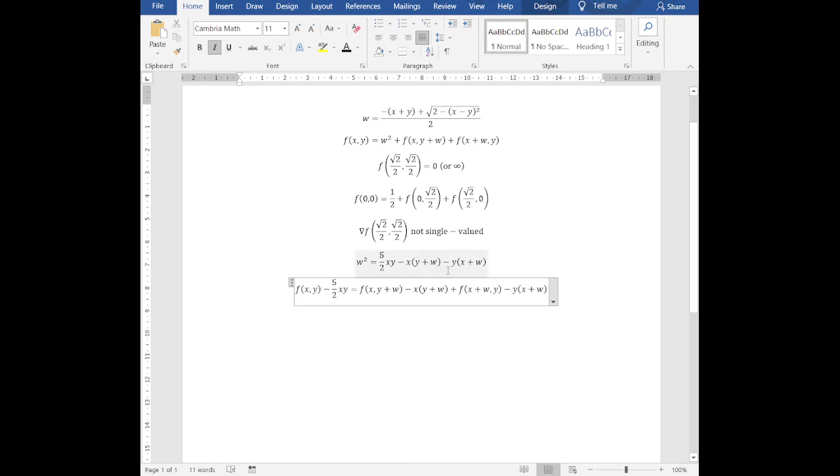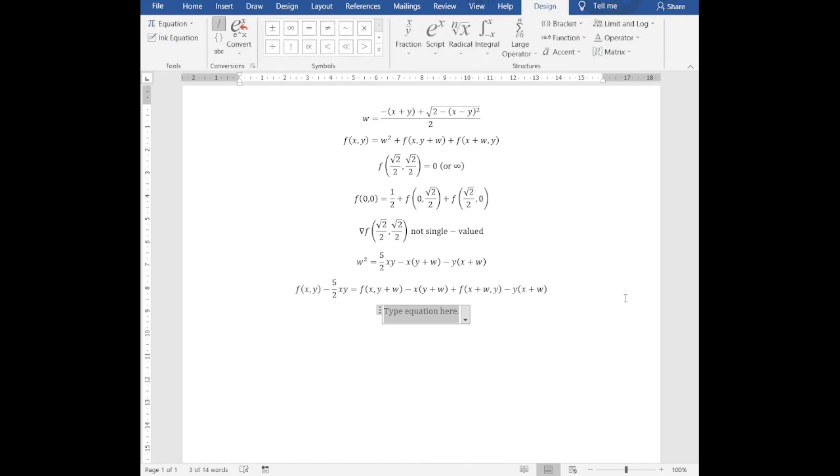This gives me a way of rewriting this equation at least. Because I can say, what if g of x, y is equal to f of x, y minus xy. And I can make that substitution.